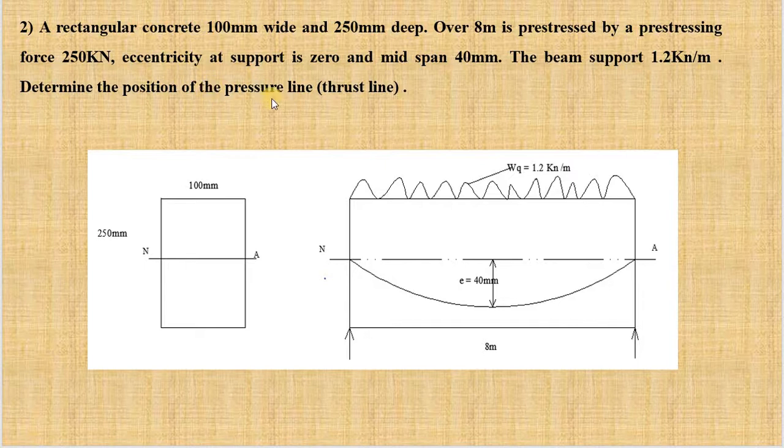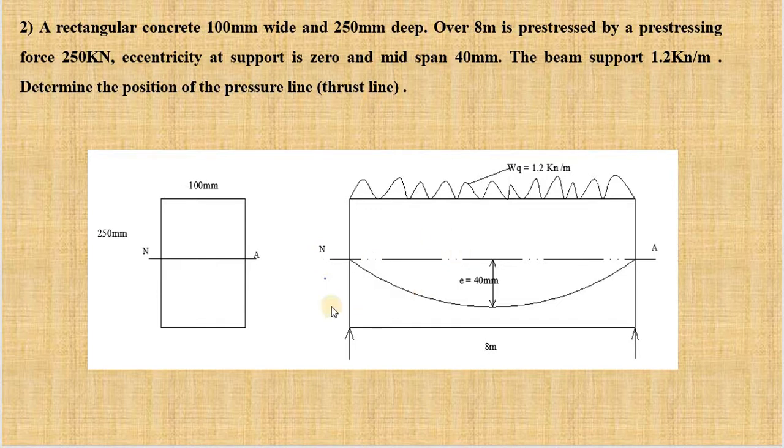Let's solve one more problem on pressure line or thrust line. Here, a rectangular concrete beam, 100 mm wide and 250 mm deep, over 8 meters, is pre-stressed by a pre-stressing force of 250 kilonewton. Eccentricity at support is 0 and at mid-span it is 40 mm. The beam supports 1.2 kilonewton per meter. Determine the position of the pressure line or thrust line.